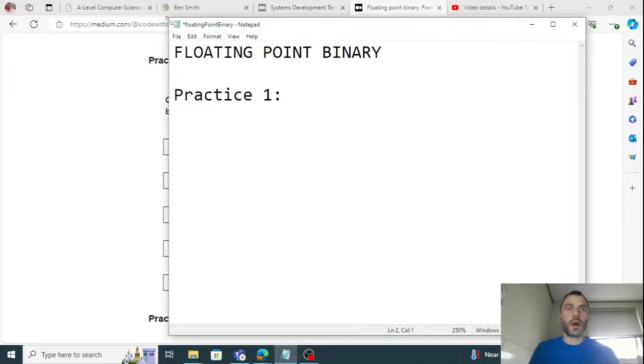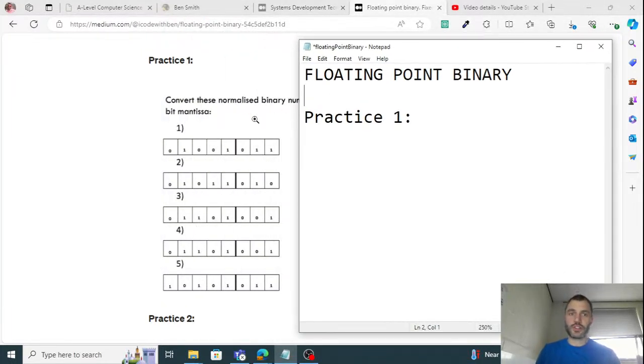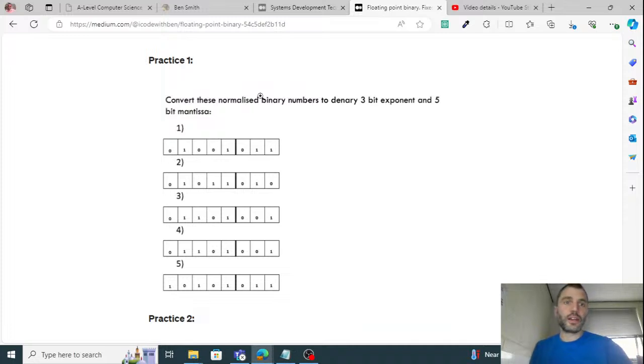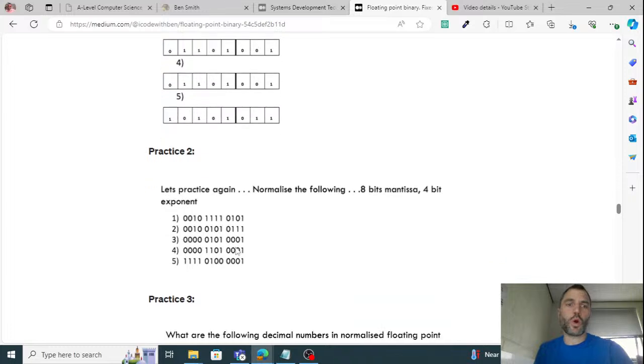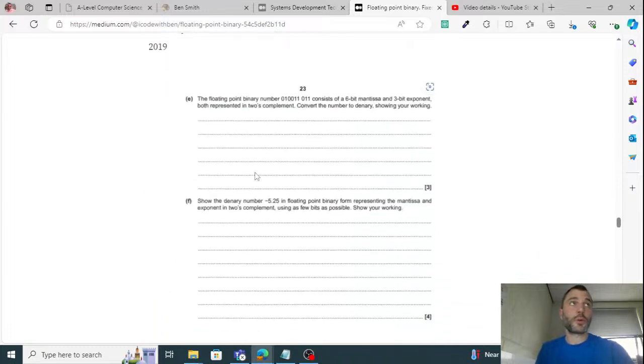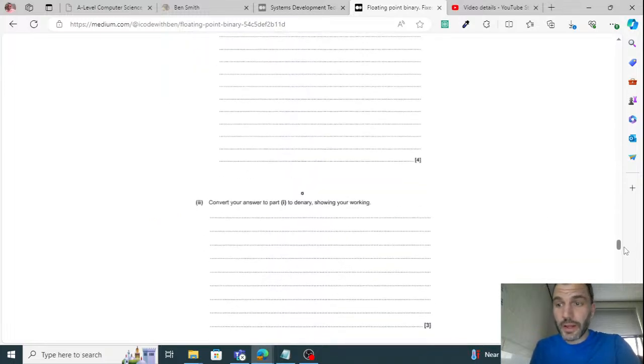Okay, so how do you do a floating point binary? There are three types of questions. If you look at the link below the video, there's an article on this, and if you read through all these notes and look at all the examples, it leads up to these practice 1, 2, and 3, and then some past paper questions from 2019, 2020, and 2021.